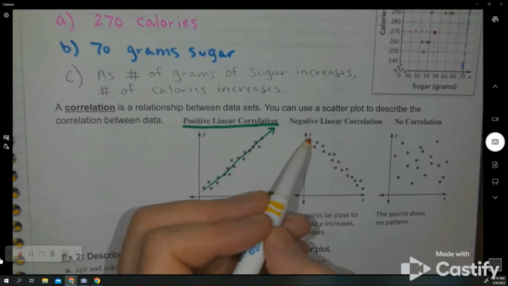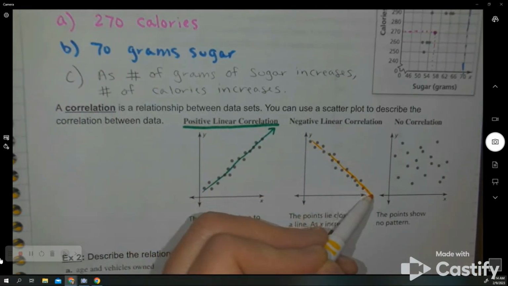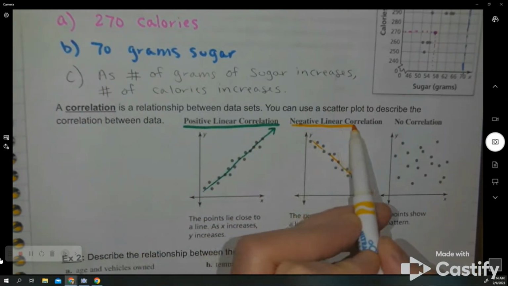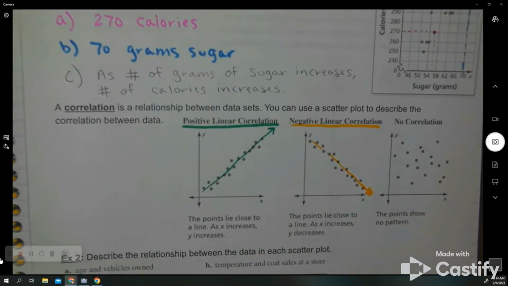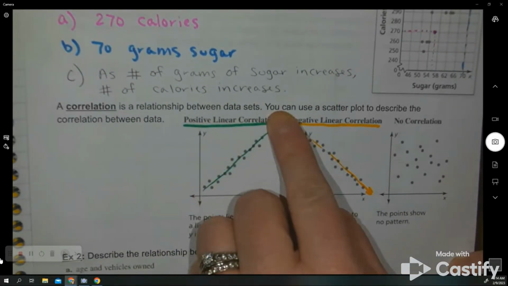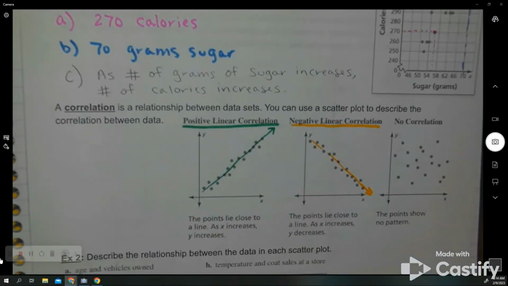If I look at the one next to it, it still looks like it's making a straight line pattern. But again, reading from left to right, it looks like it's going in a downward pattern. So we would call this a negative correlation. Think about slope, like we talked about before. So as I go from left to right, this is a positive slope. This is a negative slope. So it makes sense that the correlation would also be positive or negative based on those same trends.